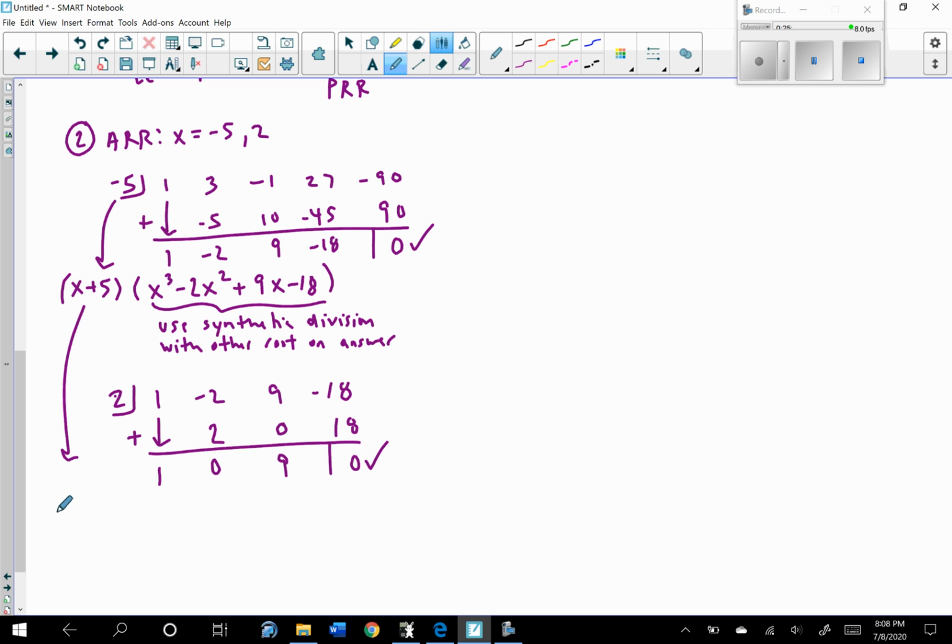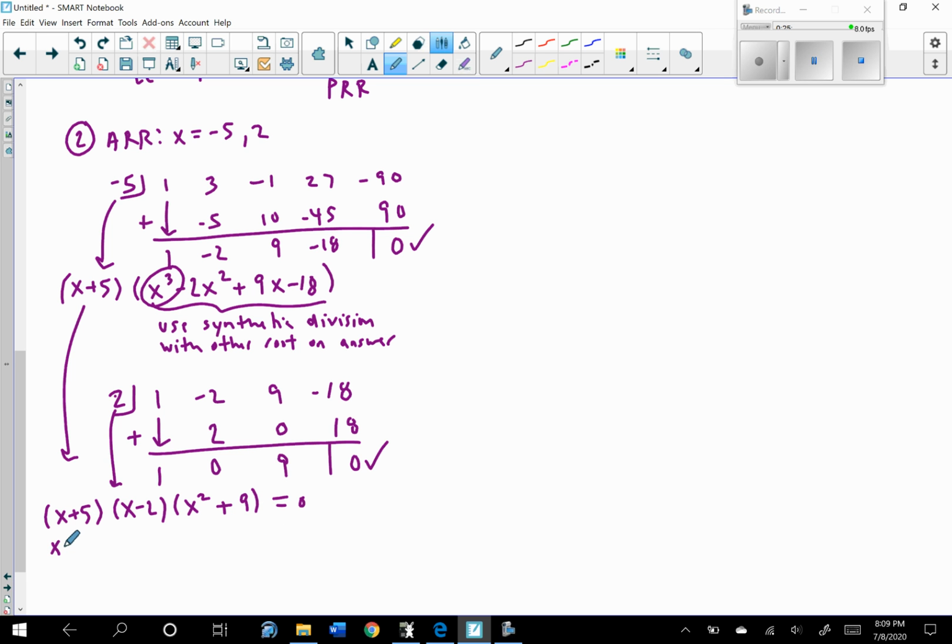So now we have our factors. We just bring this over here. So x plus 5 from before. This factor gives us x minus 2. And then here, we started off with degree 3. So this is x squared plus 0x plus 9. So this is the factored form, and we're trying to, of course, find the zeros.